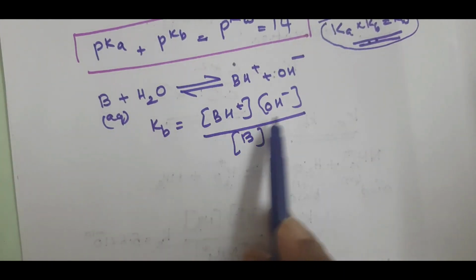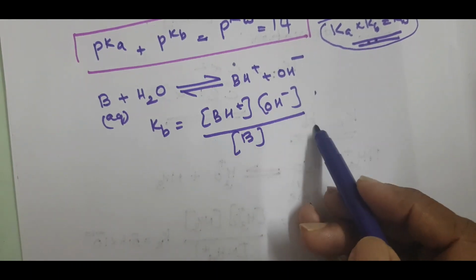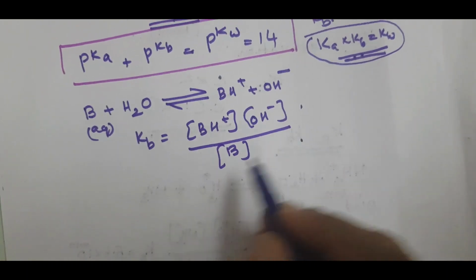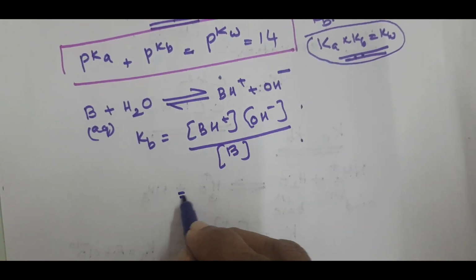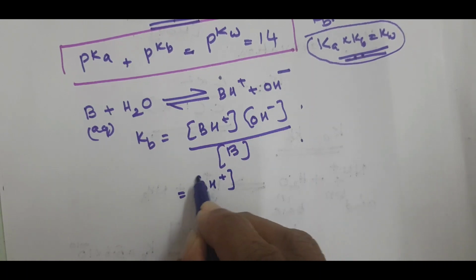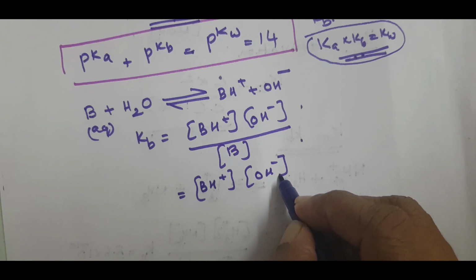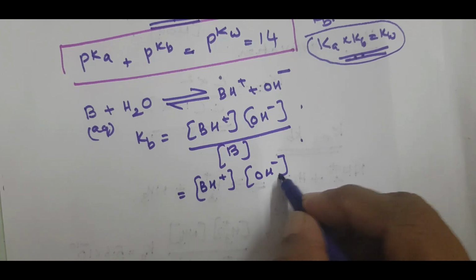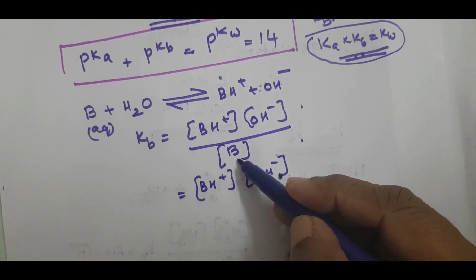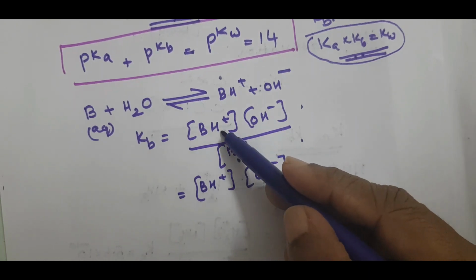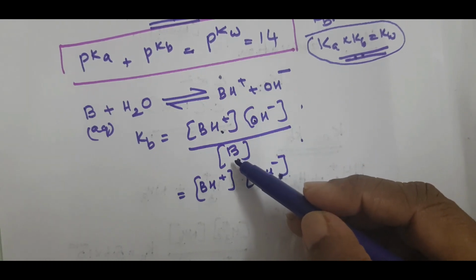But in this way, you can't get this. Now, what you have to do? You have to multiply and divide, because the value doesn't change. So, you have to multiply and divide both with H plus ion concentration. So, what will you get? You will get BH plus into OH minus, correct? BH plus into OH minus by B, correct? That is BH plus into OH minus divided by H plus B, correct?